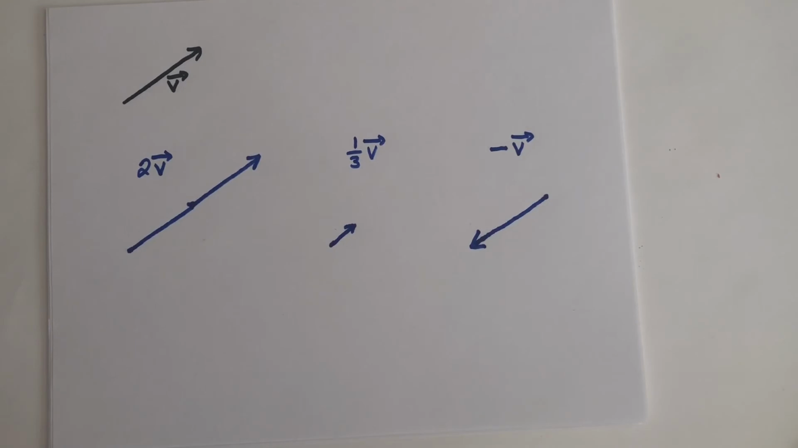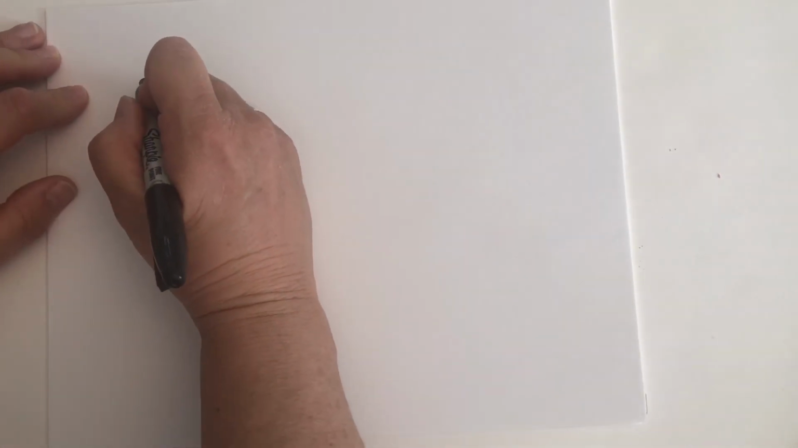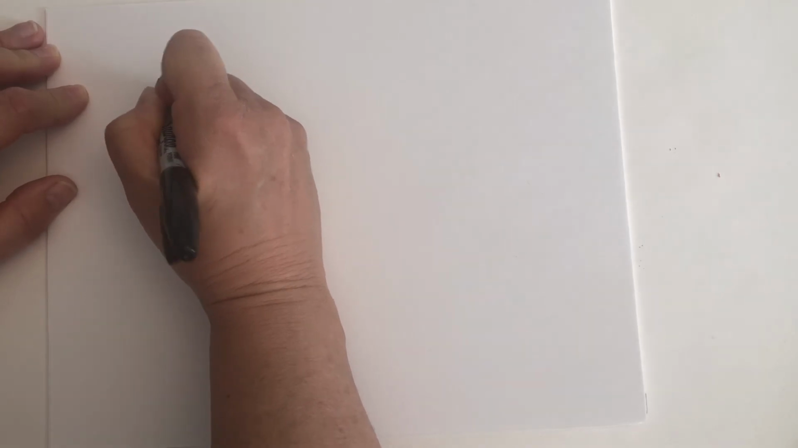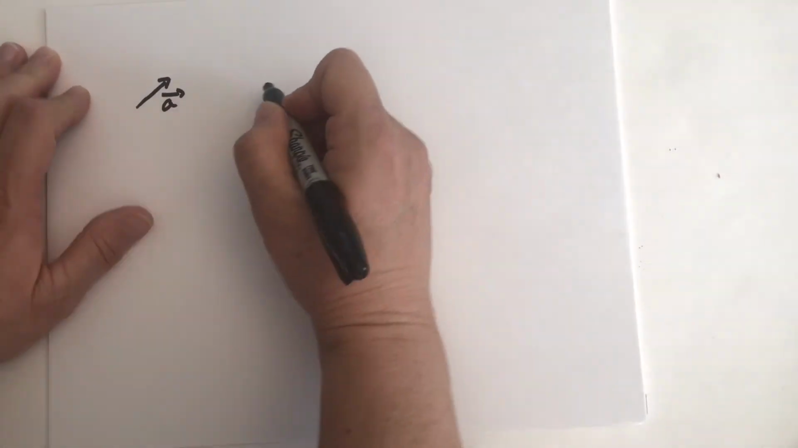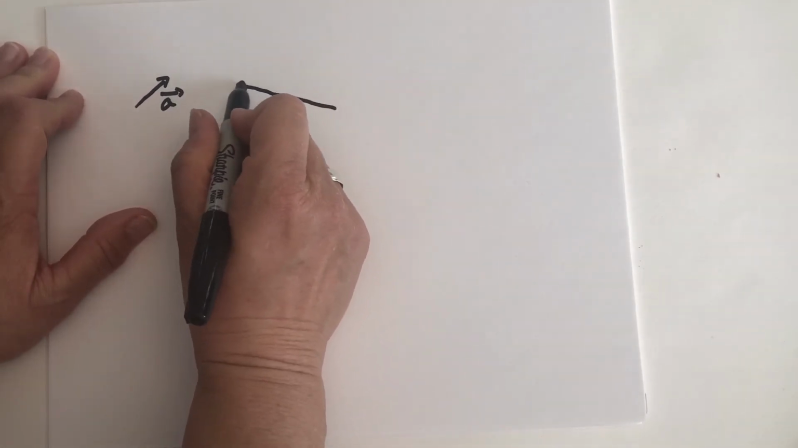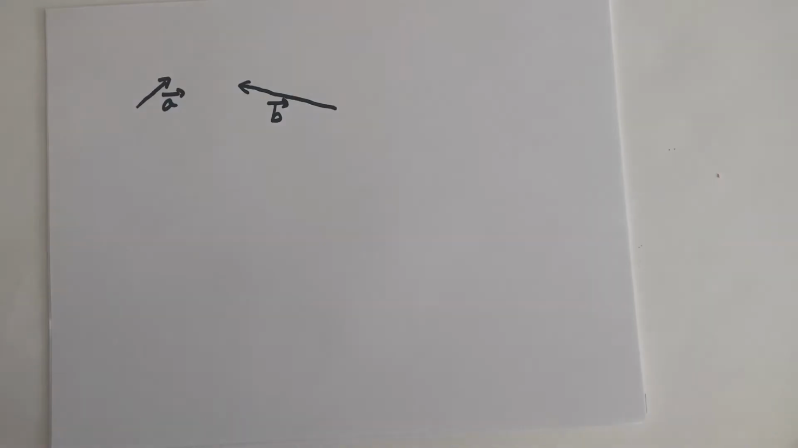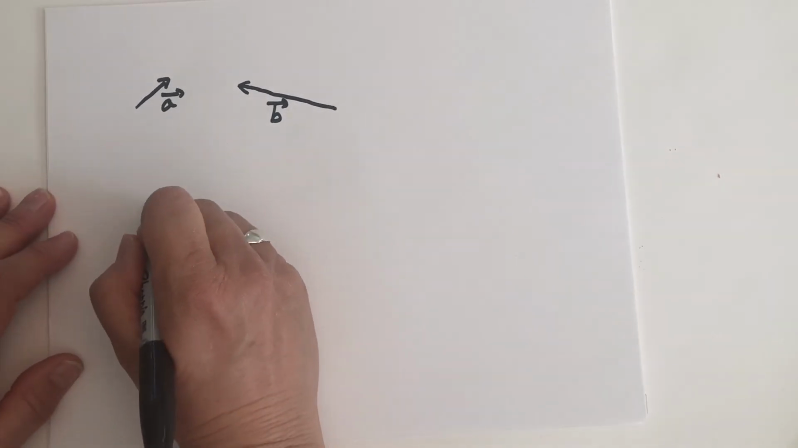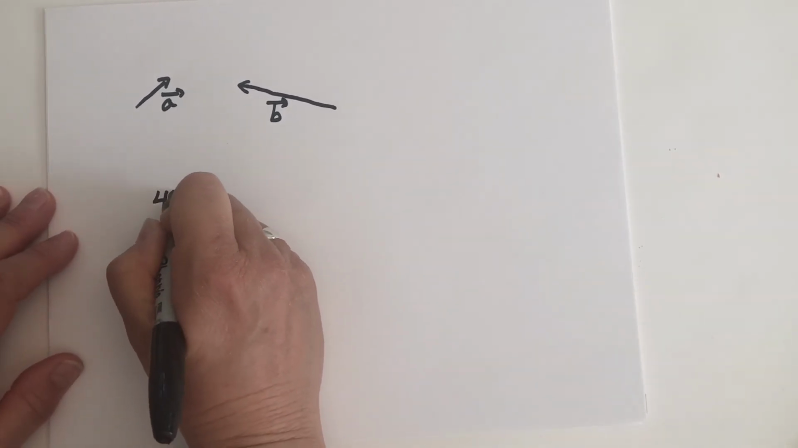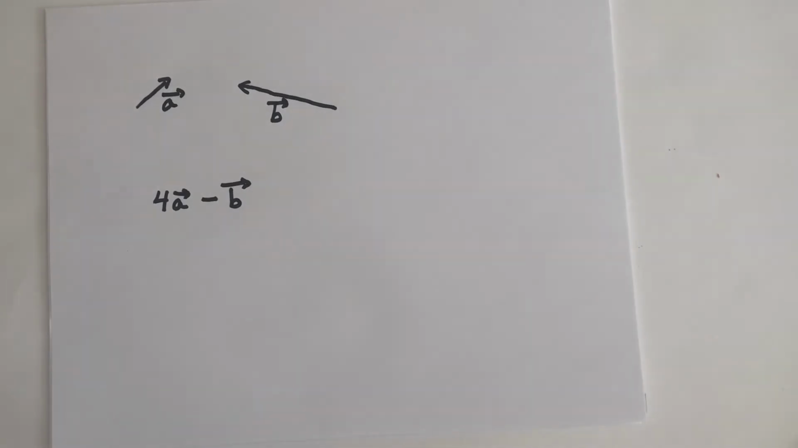So that brings me to being able to add something like this. Suppose we have these two vectors. I'll make this the vector A, and I'll make this the vector, we'll make it not too steep, going in this direction, and I'll make this the vector B. I would like to see the vector that is 4A minus B. So we're going to find the resultant vector that is 4A minus B.